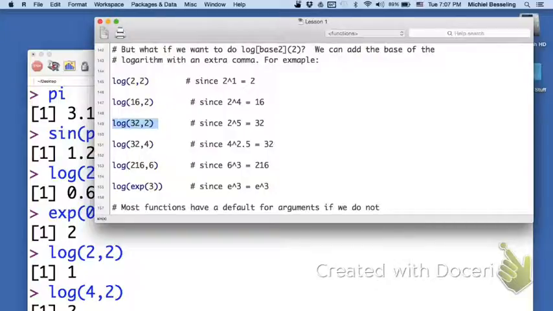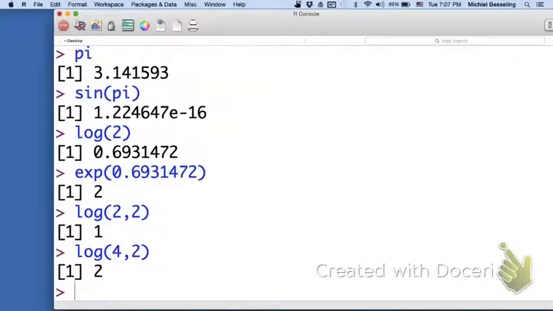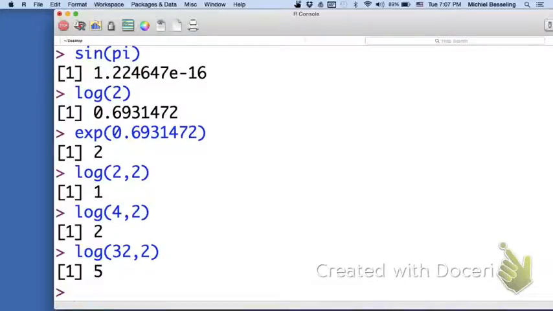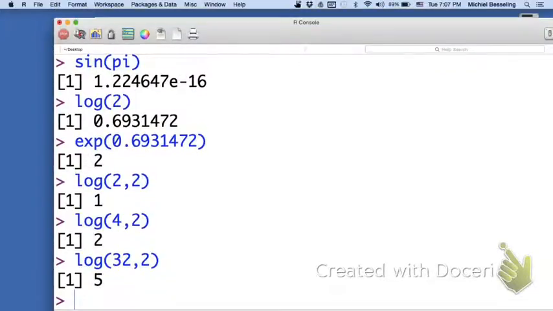So something like log base 2 of 32, we'd write like this. So hey, 2 to what power is going to give us 32? Well, log of 32, comma 2. Well, 2 to the 5th power equals 32.